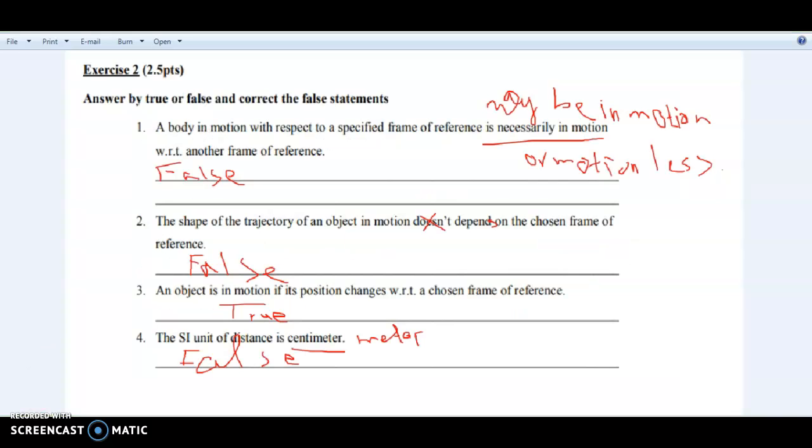Answer by true or false and correct the false statements. A body in motion with respect to a specified frame of reference is necessarily in motion with respect to another frame of reference. No, it's not necessarily. It may be in motion or motionless with respect to another frame of reference.